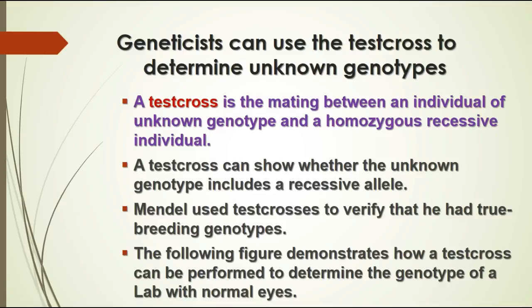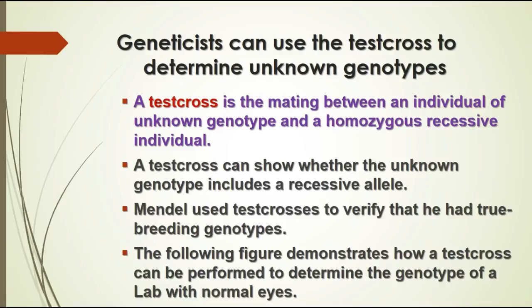Okay, the way you determine an unknown genotype is by doing something called a test cross. This mates an individual that has the dominant phenotype but an unknown genotype with a homozygous recessive individual, and this can show us whether the unknown genotype includes a recessive allele. And this is what Mendel did to figure out that he had to verify that he had true breeding genotypes.